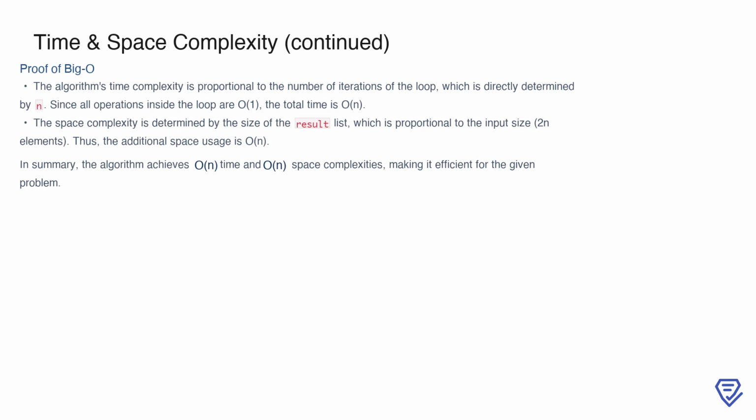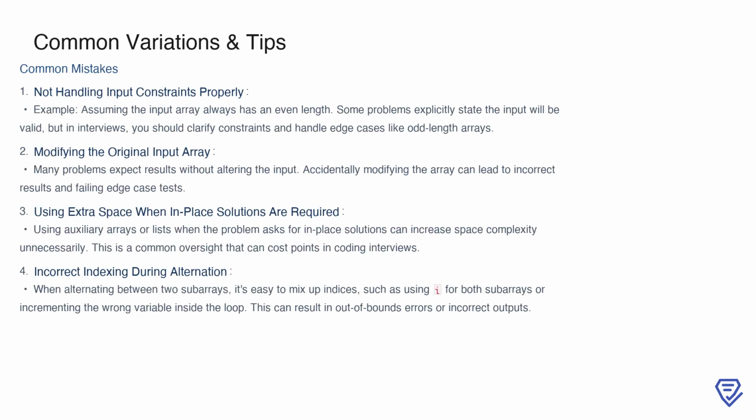solving the problem. When tackling shuffle problems, there are several common mistakes to watch out for. First, not handling input constraints properly can lead to issues, especially if you assume the input array always has an even length. While some problems guarantee valid input, in interviews, you should clarify constraints and handle edge cases, like an odd-length array, to demonstrate thoroughness.